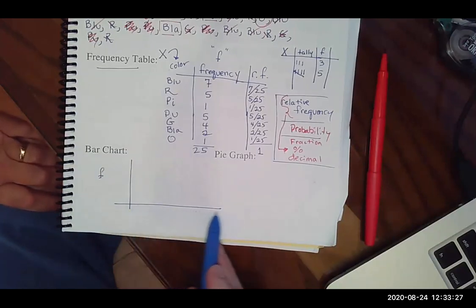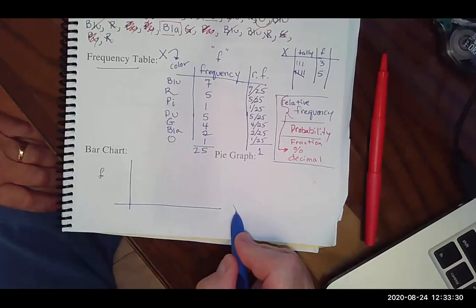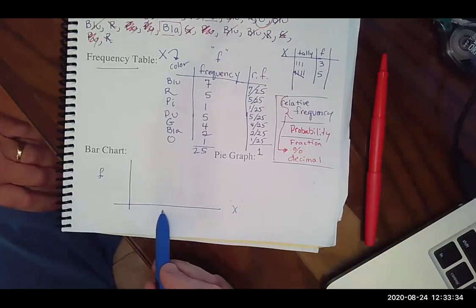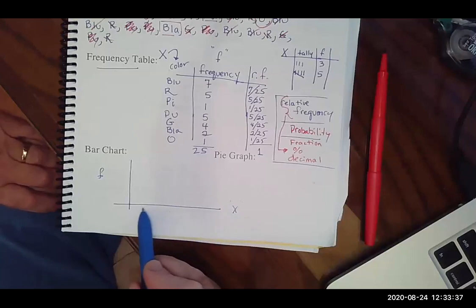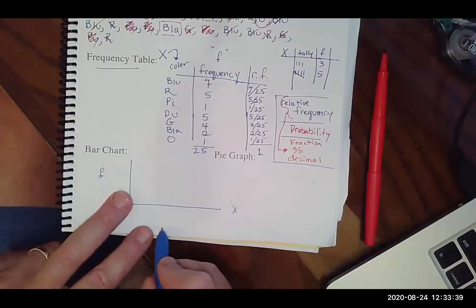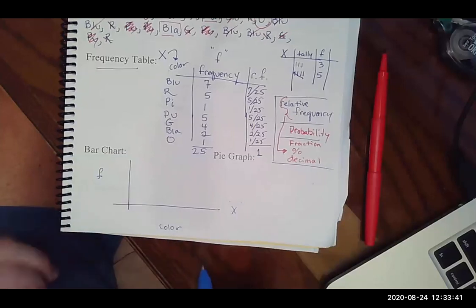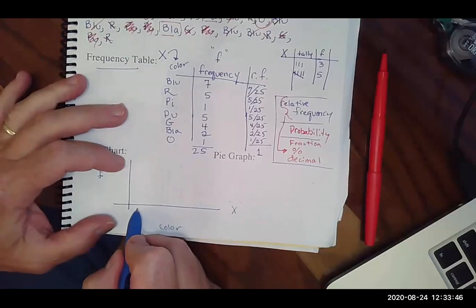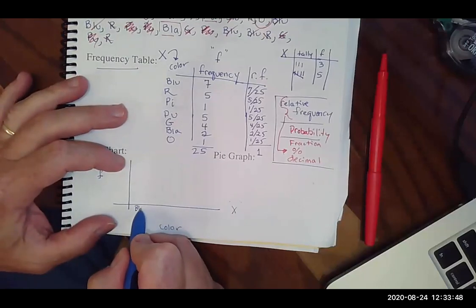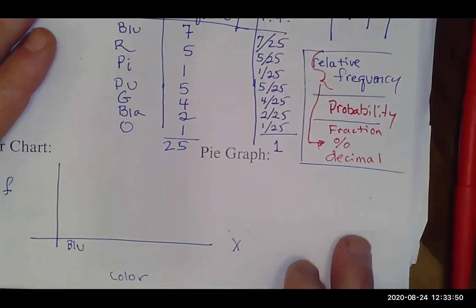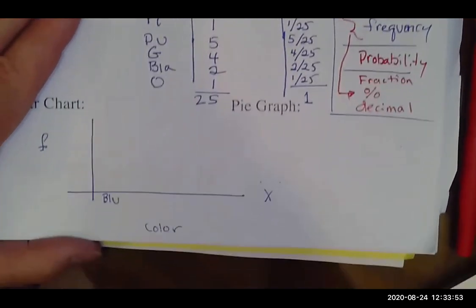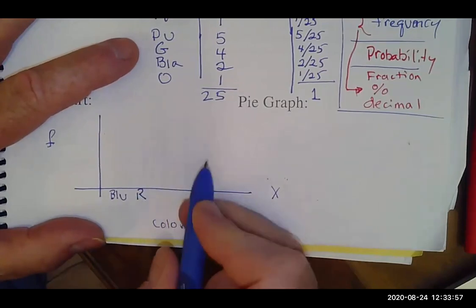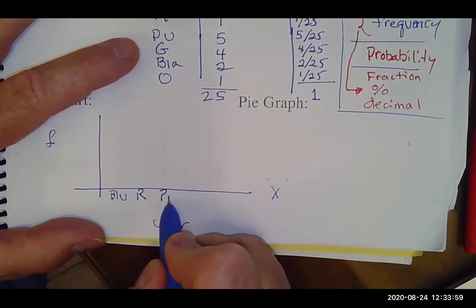And down here is maybe like the X axis. I'll just put X, but that's the random variable. So what you typically do is put the information down below. And for us, it's colors. So this would be like the legend color. And so again, abbreviate, I would put maybe BLU, and then R for red, and then PI for pink, and so on.